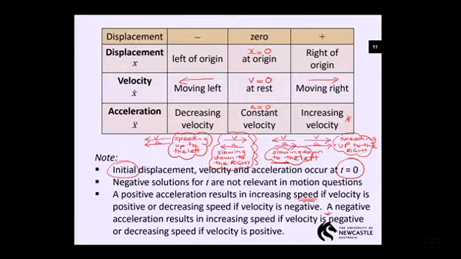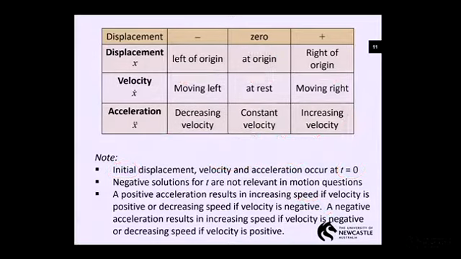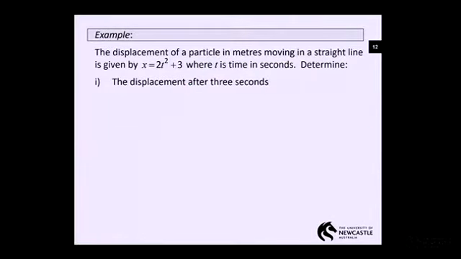Ready to go. We've got an example at the bottom, but it's been done for you. It says the displacement of a particle in metres moving in a straight line is given by... So this is obviously the displacement, and it's been given to me as a function of t. That's usually what happens: x equals, and then there'll be a function of t. Now I know what 2t squared plus 3 looks like if I had to ask you to draw it. So keep things like that flowing in your head.